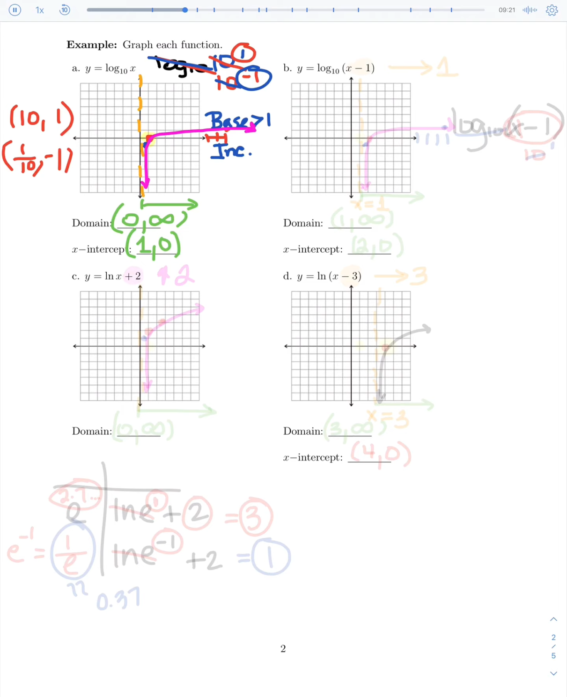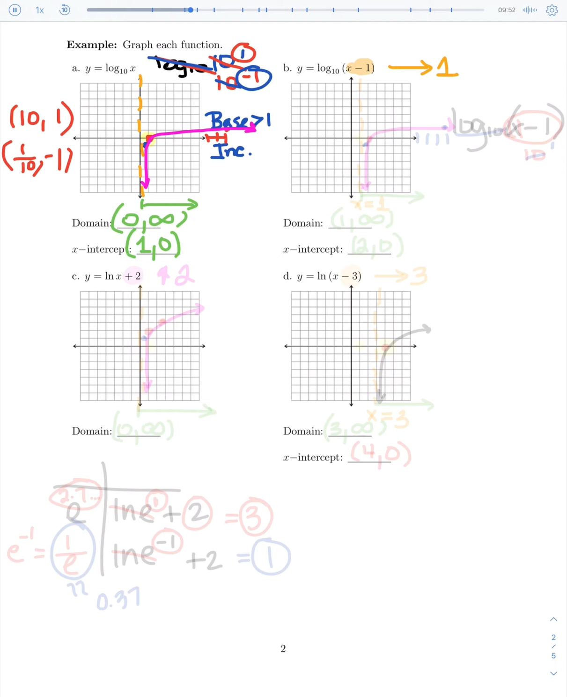Let's look at graphing another one. Let's look at y equals log base 10 of (x minus 1) here in problem B. Now notice the minus 1 here is on the inside of the log. That means it's going to do what? It's going to shift us left or right. Remember, it's going to do the reverse of what you think. So if you see a minus 1, you're going to shift to the right one. The question is, how is that going to affect our graph?